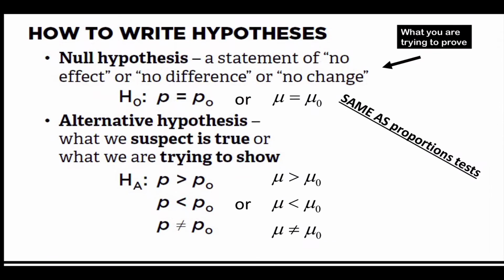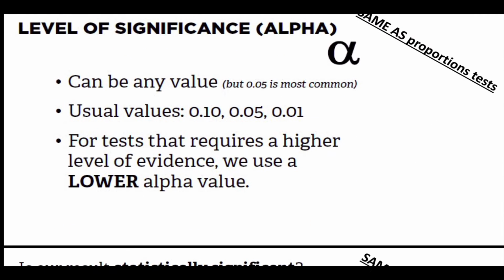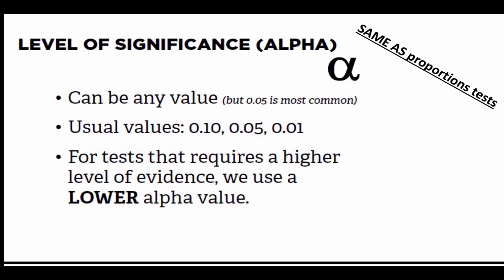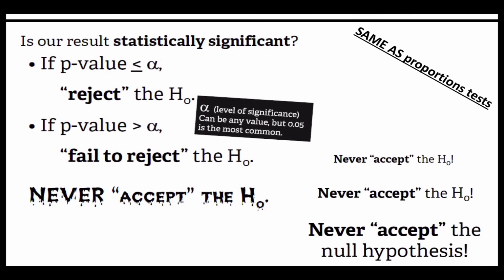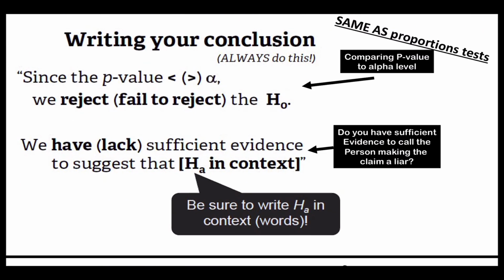Hypothesis: same idea, now we're doing the other side. We did the p's, now we're not doing p's anymore. We're doing mu's, the Greek letter mu for mean. We have 3 options with the alternative: less than, greater than, not equal to. Same as always. Significance level, exactly the same. Nothing to add to that. We either reject or fail to reject. We never accept. The conclusion and sentence frame are exactly the same.